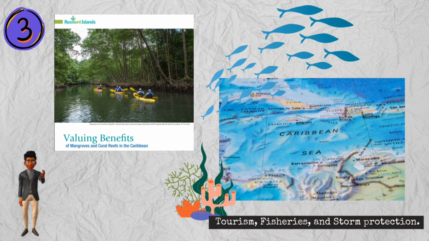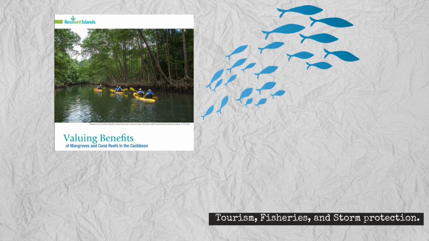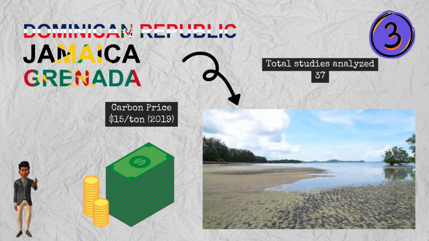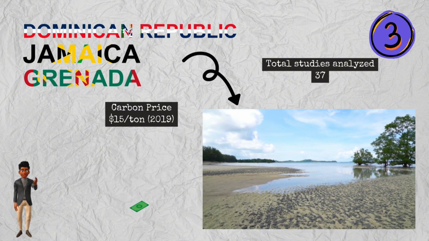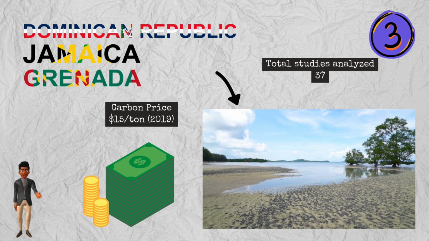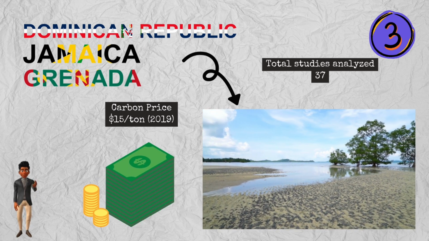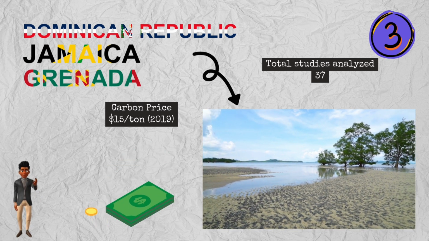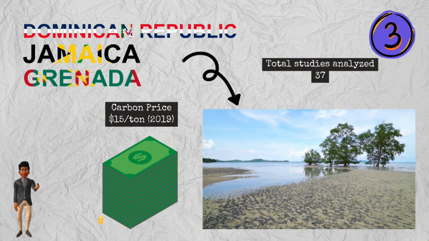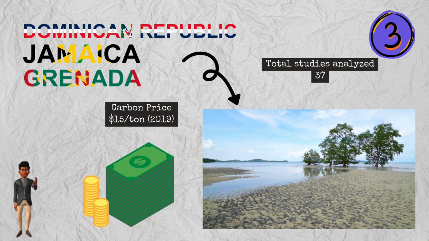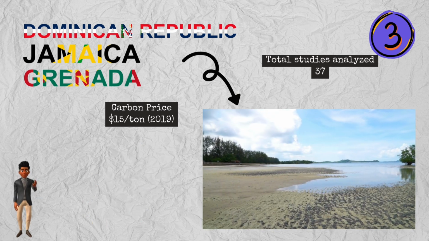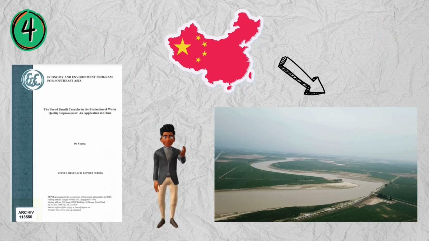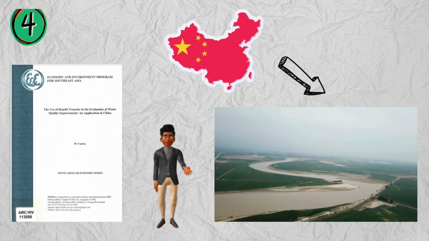Caribbean. Benefits transfer helped estimate the value of coral reefs for tourism, fisheries, and storm protection. Researchers reviewed 37 studies across the Caribbean, including data from Jamaica, Grenada, and the Dominican Republic. Values were derived using methods like market price, contingent valuation, and benefit transfer. For instance, carbon sequestration was valued using benefit transfer dataset and a $15 per ton carbon price, adjusted to 2019 USD.